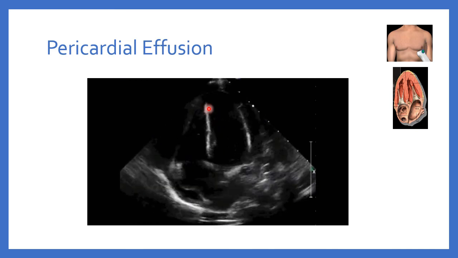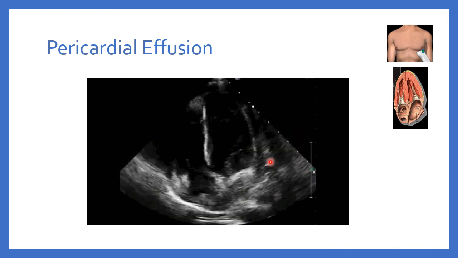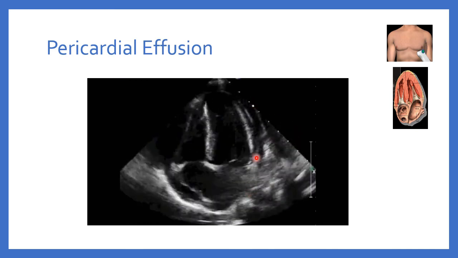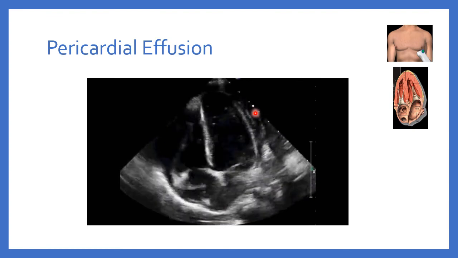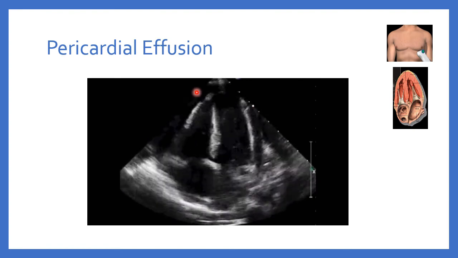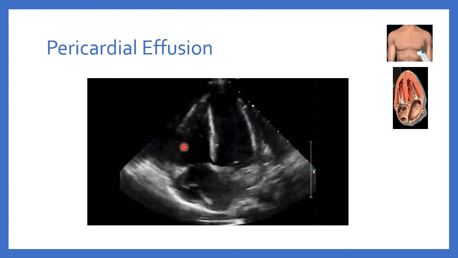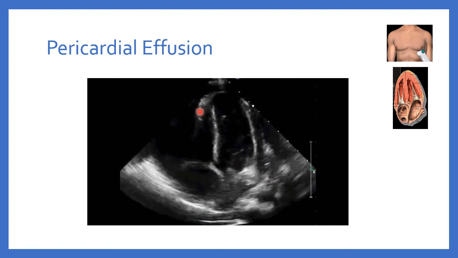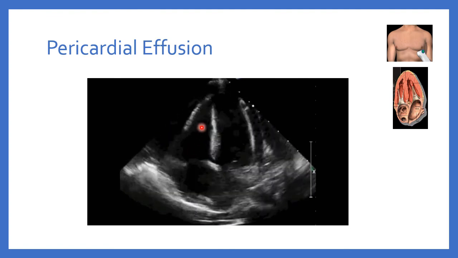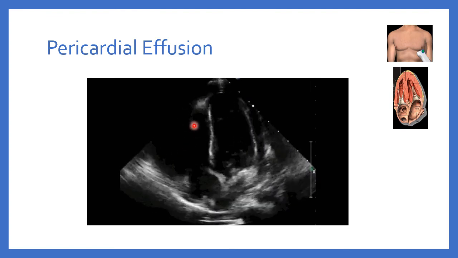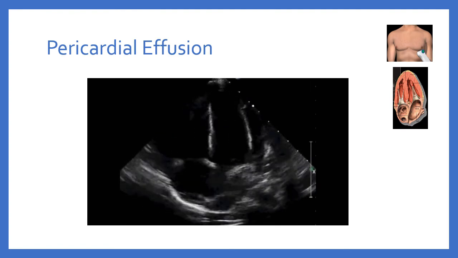Here's another example of a pericardial effusion in the apical view. You're able to see that there's fluid on the left side of the heart, around the left ventricle, and also around the right ventricle. It even appears that the right ventricle is developing a little bit of collapse during systole, and this would suggest that you're developing tamponade here.